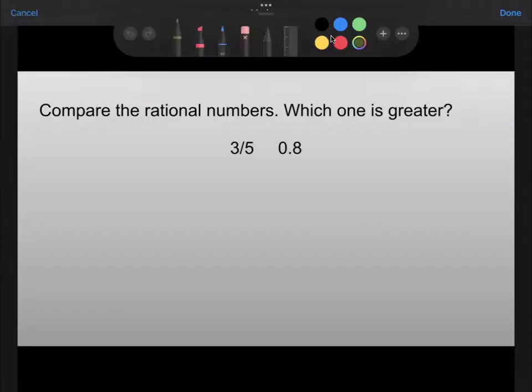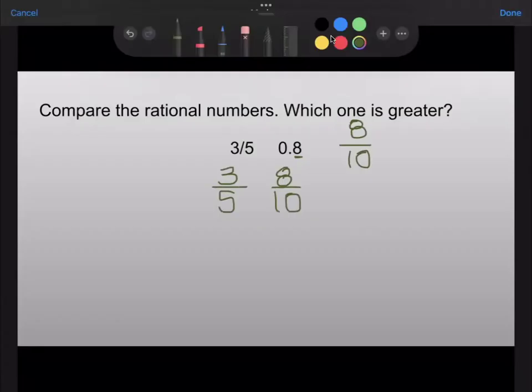Since 8 is in the tenths place, and that's the last decimal place value for this decimal, I know that means the denominator of the fraction would be 10 for the tenths place. That means I'm going to put the 8 right here. So what I'm really comparing is 3/5 to 8 over 10.